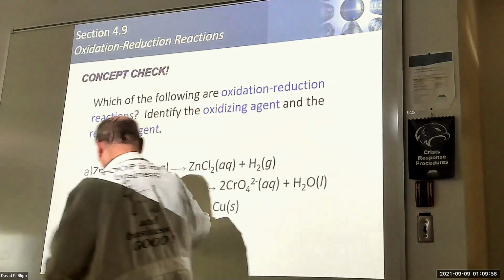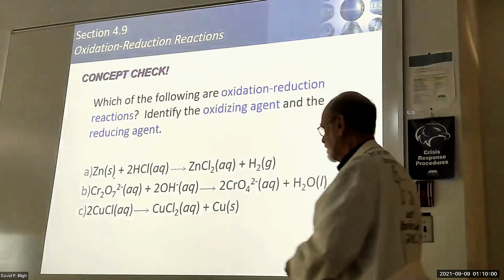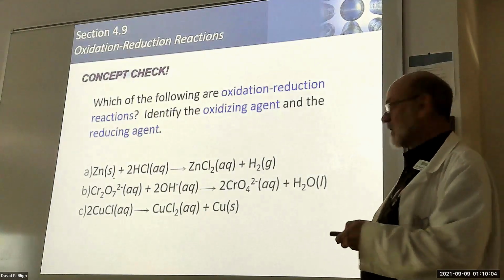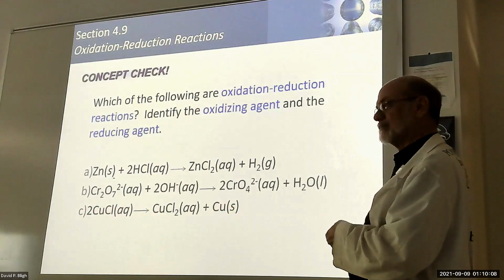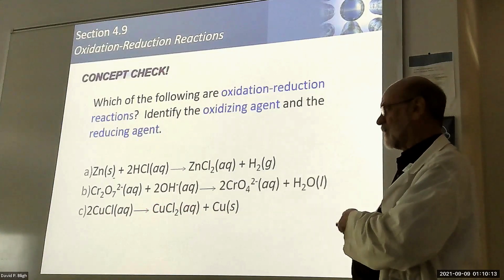And this reaction in particular is used in the smelting of copper ores. All you have to do is heat it up and you can extract copper from it. And then they probably take this one and do a different reaction to get the other copper out.